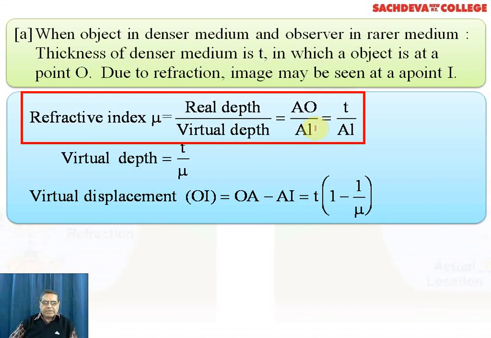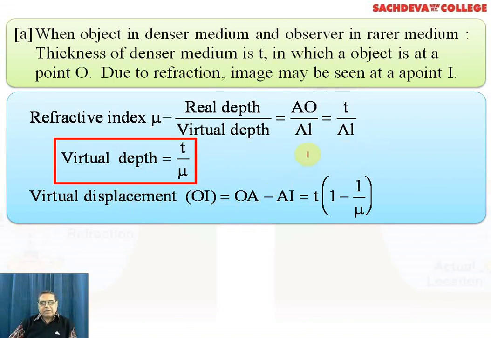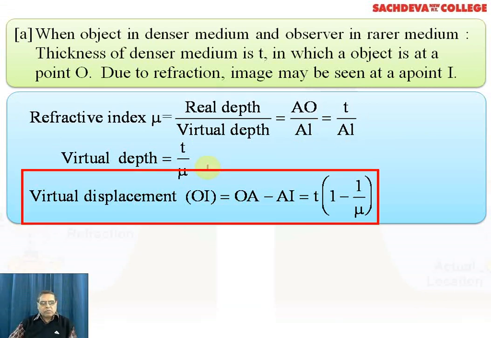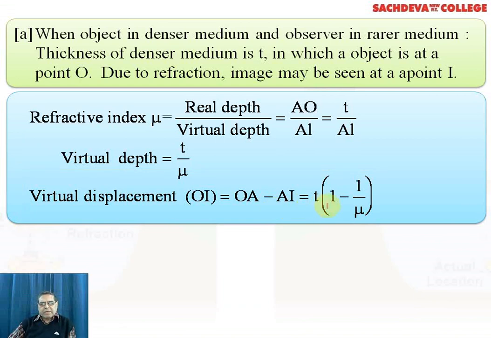So geometrically, according to the figure, the refractive index mu is real depth over virtual depth, which is equal to AO over AI. AO is T, so it is T over AI. Virtual depth will be T over mu, where mu is the refractive index. The displacement is indicated by OI, and geometrically it can be estimated as OA minus AI, which is equal to T into (1 minus 1 over mu).